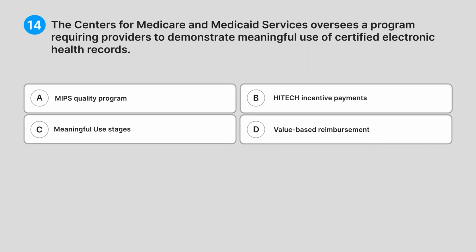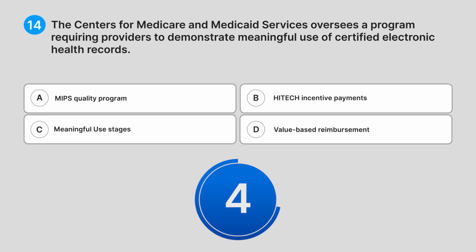14. The Centers for Medicare and Medicaid Services oversees a program requiring providers to demonstrate meaningful use of certified electronic health records. A. MIPS Quality Program. B. High-tech incentive payments. C. Meaningful use stages. D. Value-based reimbursement. Do you know the answer?